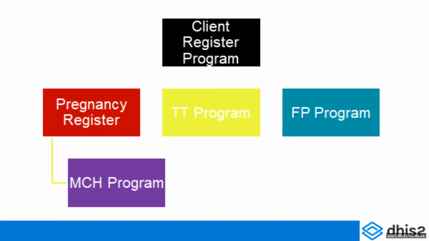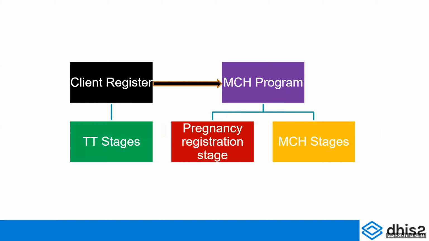We said, okay, we want them to register pregnancies and keep track of ANCs. That is what our project is for. Let's take out the family planning for now. And we included the TT, but we did it in a different way. So this is how we actually ended up designing the set of programs for this intervention.